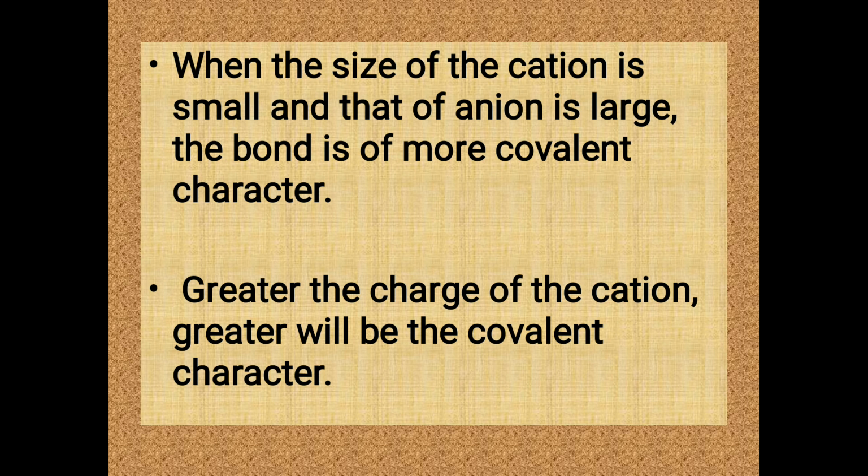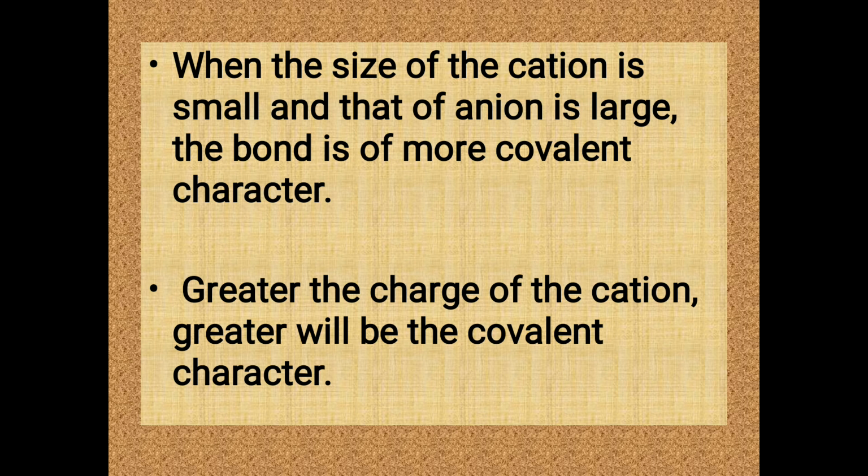So the first one is when the size of the cation is small. So the first condition is the cation size is small. Then the anion is large. The size of the anion is large. If that is so, that bond will be of more covalent character. Then, greater the charge of the cation, greater will be the covalent character. So the charge of the cation will be greater.